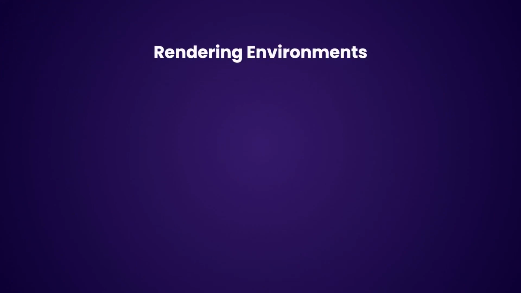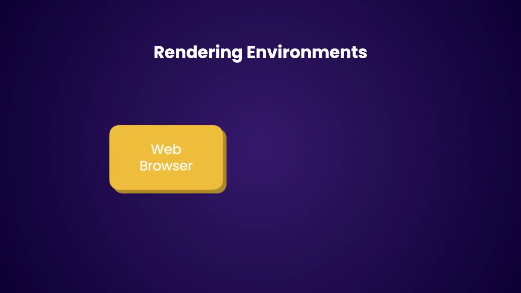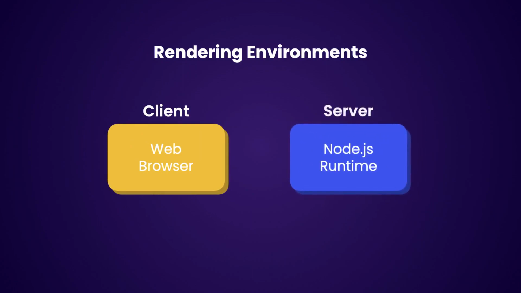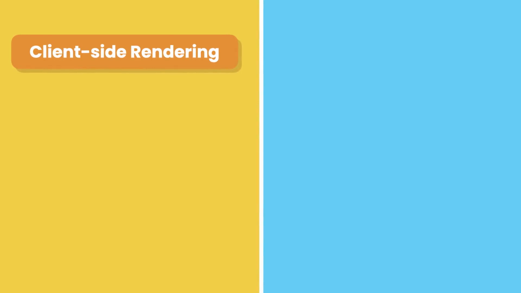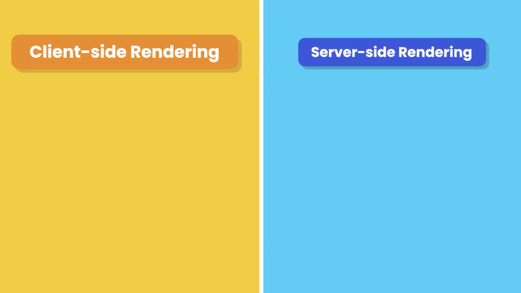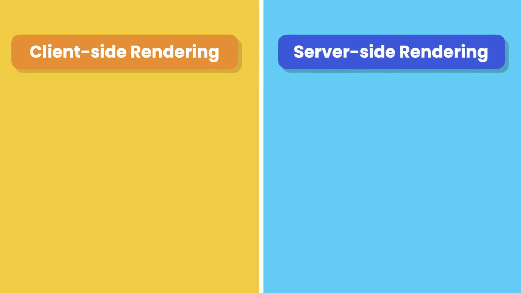In Next.js projects, we have two environments where we can render our components and generate HTML markup, either on the client within a web browser or on the server within a Node.js runtime. Rendering components on the client is similar to how React applications work. We refer to this technique as client-side rendering or CSR. On the flip side, we have server-side rendering or SSR, where components are rendered on the server.